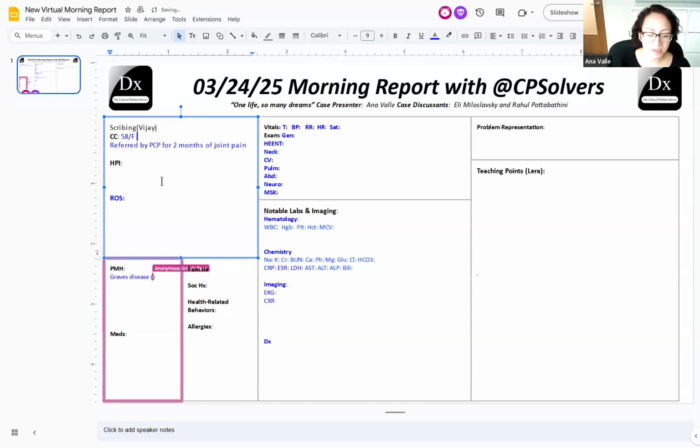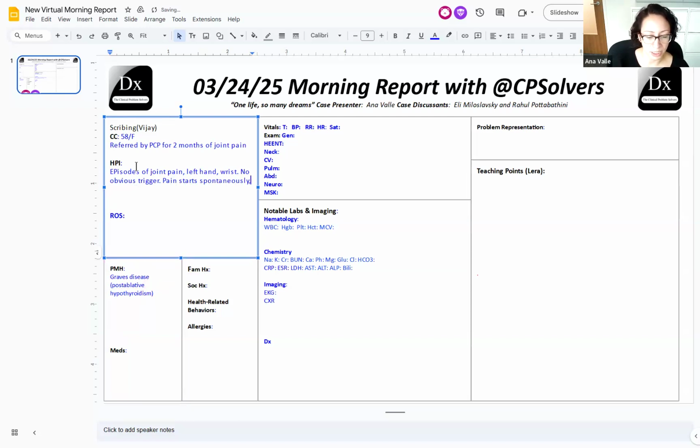So over the last 2 months, she seems to have episodes of joint pain, which predominantly affect her left hand and her left wrist. She cannot identify a trigger, but it seems like the pain starts spontaneously. And then she has noticed that when her hands hurt, they also seem swollen and they feel warm to the touch. The pain in her left hand and wrist is worse in the morning.